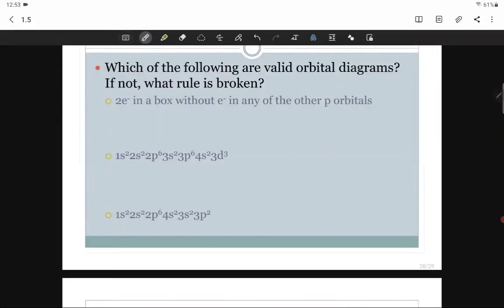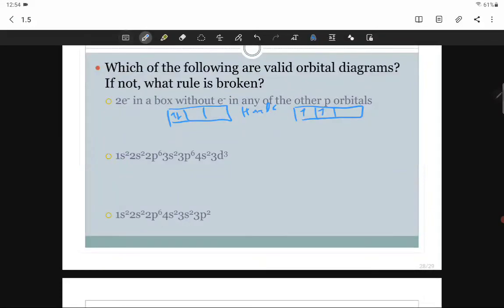I thought that was last, but no, the last is we're going to use the ideas about Aufbau, Pauli, and Hund to see if there's anything wrong with these. 2 electrons in a box without electrons in the others. So that's what we have is this. Does that violate a rule? Yes. Hund's rule. You are supposed to do that instead.